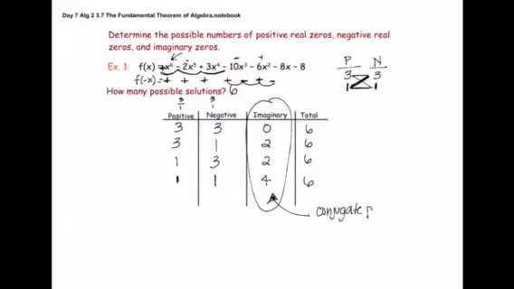In this column right here, your imaginary column, you have to account for the conjugate pairs. So all of these numbers should be even numbers. If you are getting odd numbers in your imaginary column, you are doing something wrong. So these are the possible combinations of solutions that we can have.